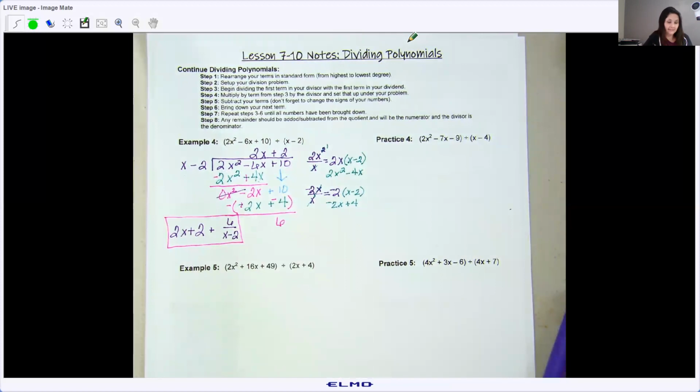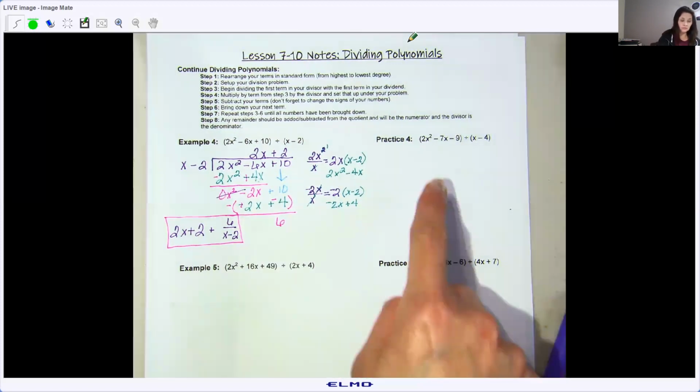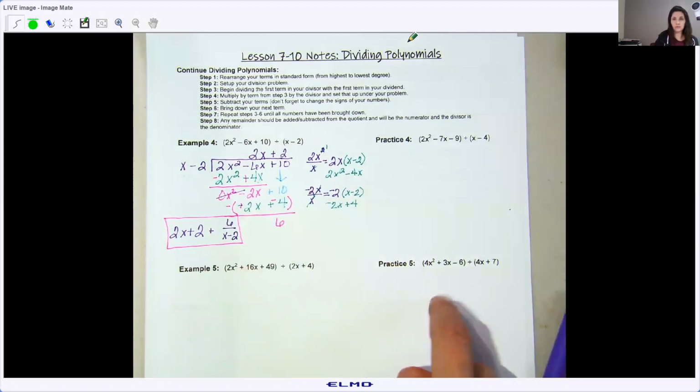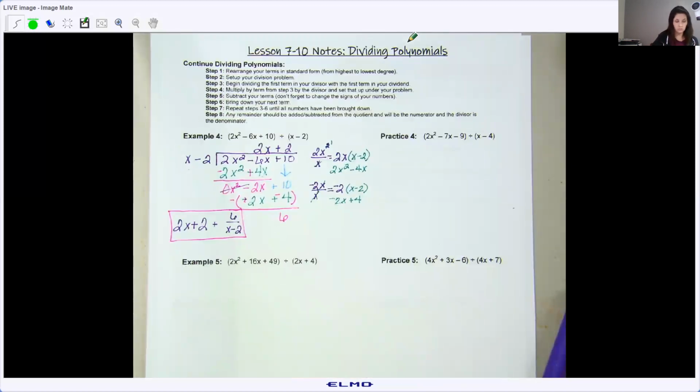Okay, now on this one, I'm going to do practice 4, example 5, and practice 5. You're going to do these two bottom ones on your own. Okay, so we're going to go ahead and do the next one together. What I would suggest is maybe trying it on your own and then watch me go through it. So that is an option. So we're going to go over to practice number 4.